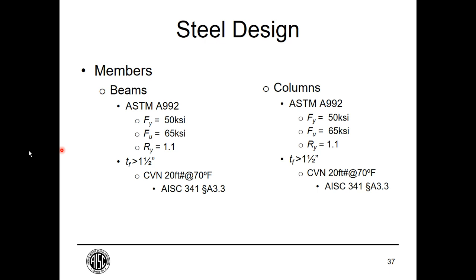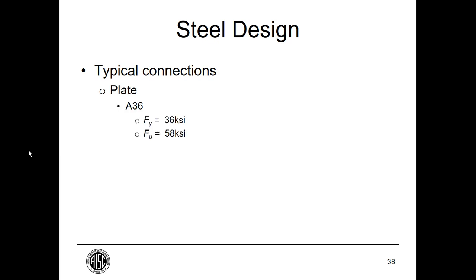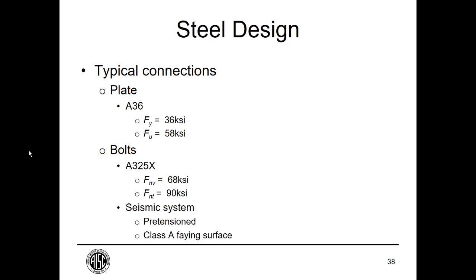Again, with the Charpy V-notch toughness testing as required by AISC 341. We also are permitted A913 Grade 65 and, in 2016, Grade 70 for buckling restrained braced frame and special moment frame columns. Typical connections will use plate material, A36, yield of 36 ksi, A325 bolts, threads excluded. For the seismic system, these have to be pre-tensioned with a Class A faying surface or better.